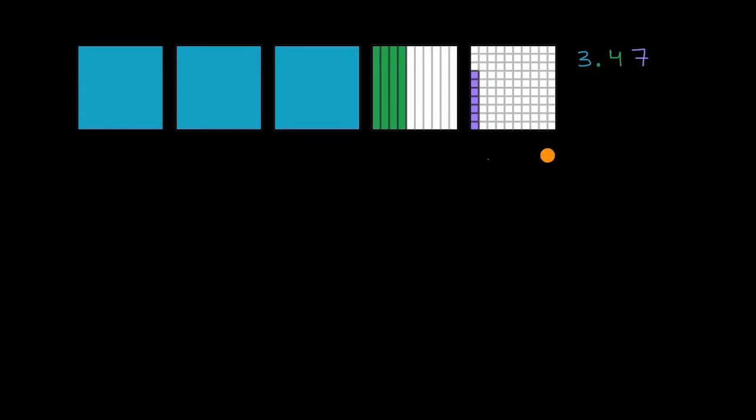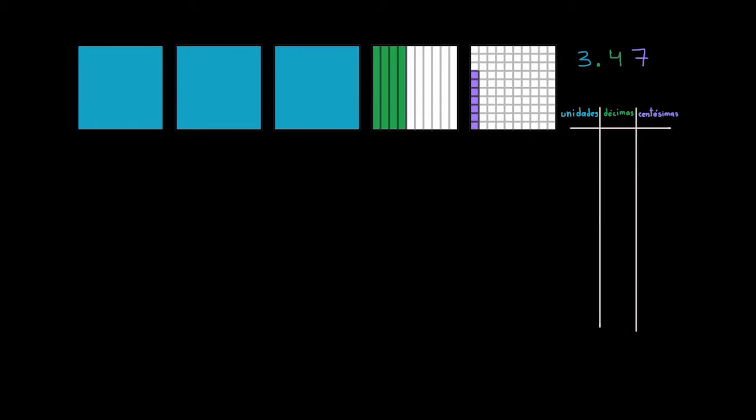Ahora veremos otra forma en la que podemos colocar el valor en sus diferentes posiciones. Vamos a dibujar una tabla aquí. En este ejemplo tenemos aquí la posición de las unidades, aquí la posición de las décimas y acá la posición de las centésimas. Aquí lo que hicimos fue bastante directo. Son 3 unidades, 4 décimas y 7 centésimas.